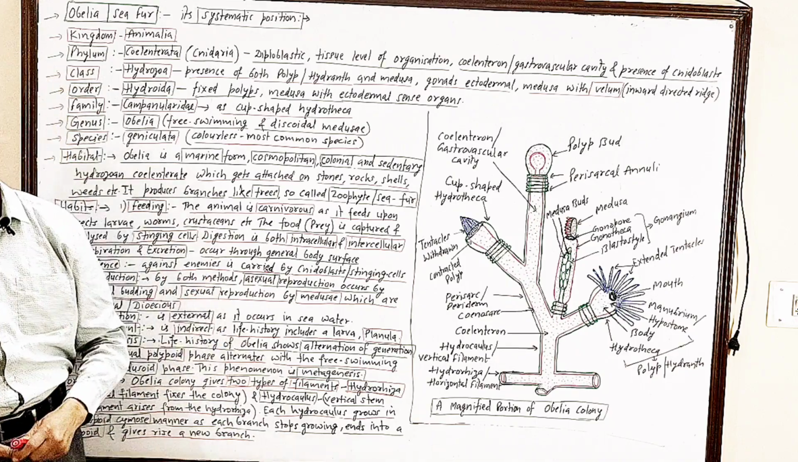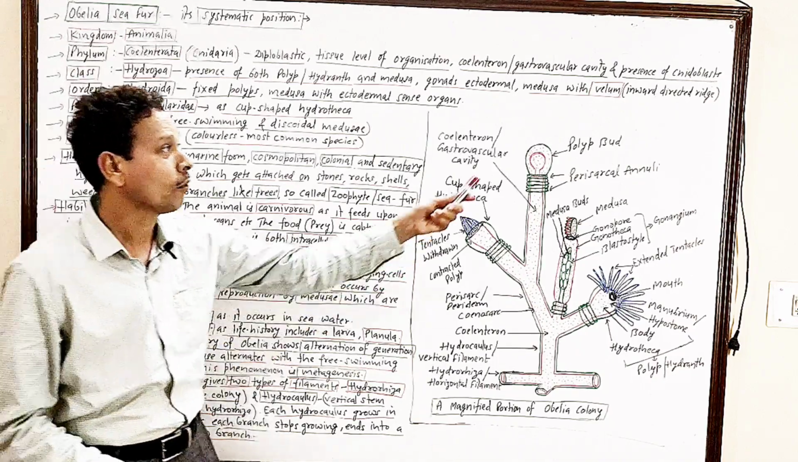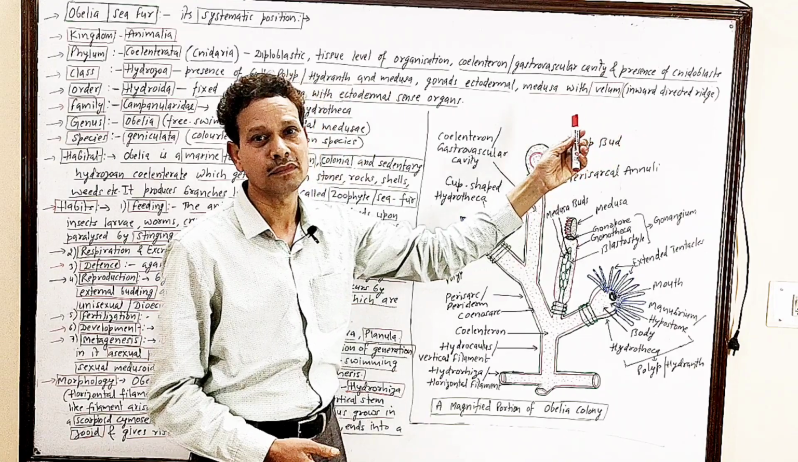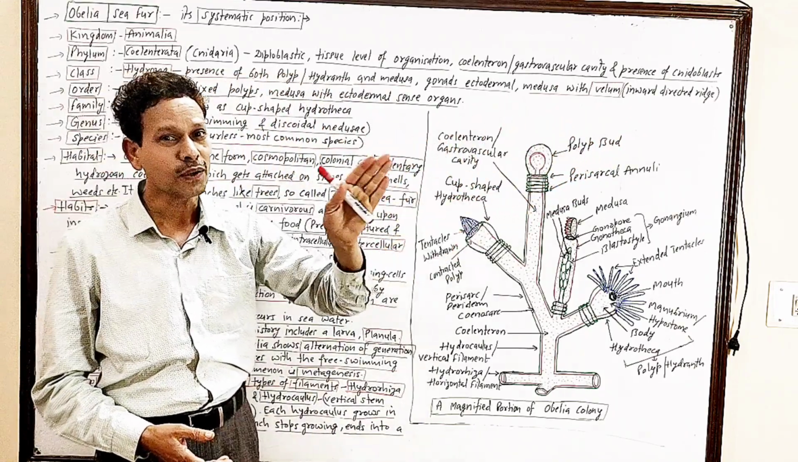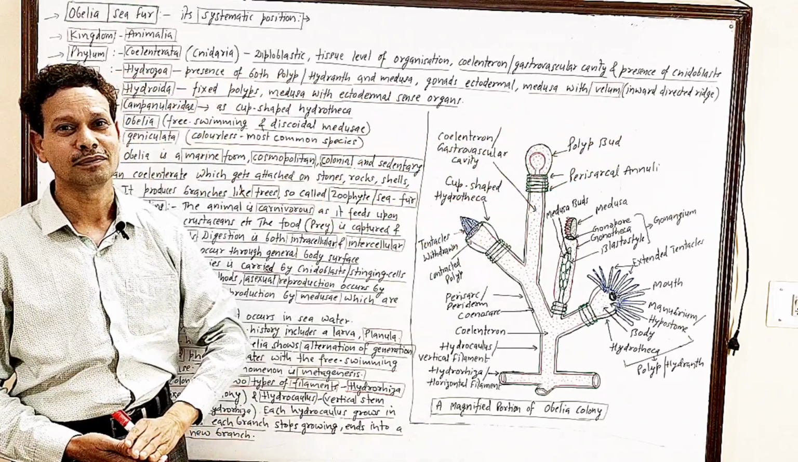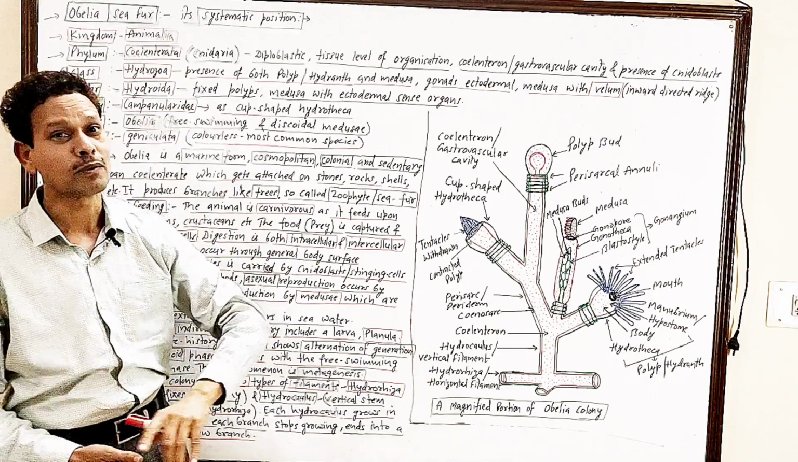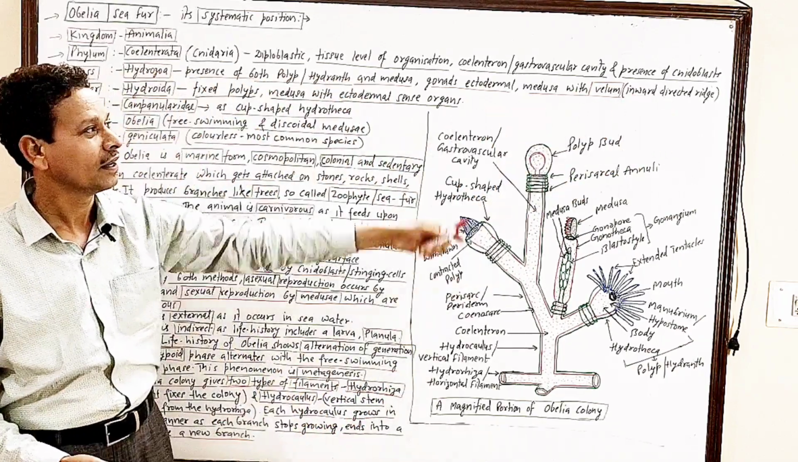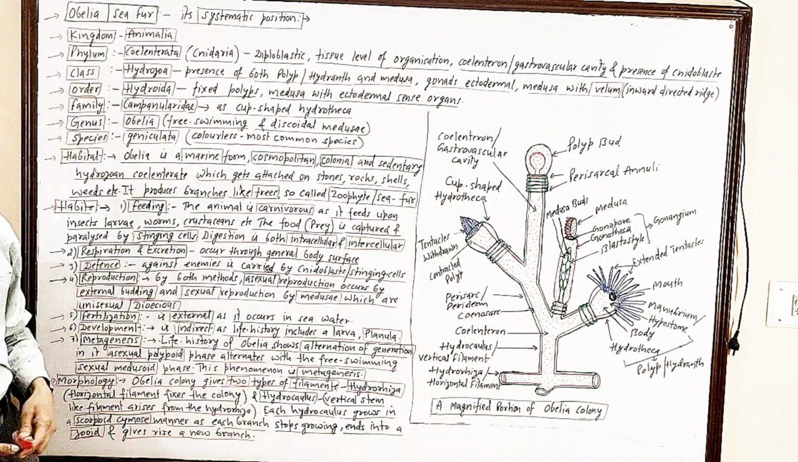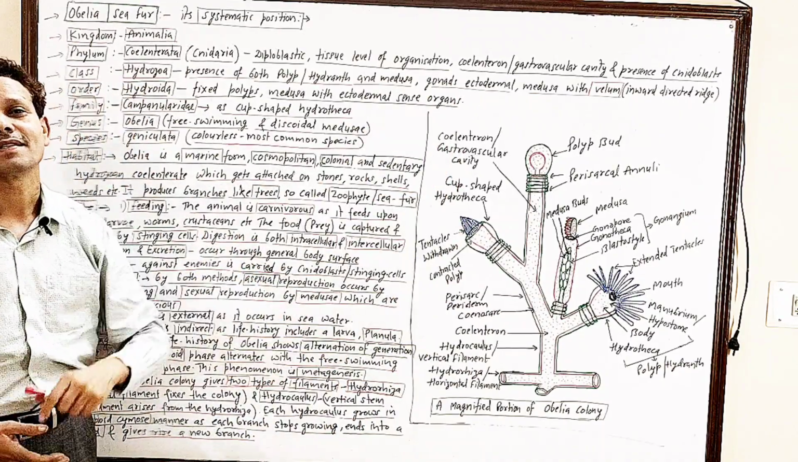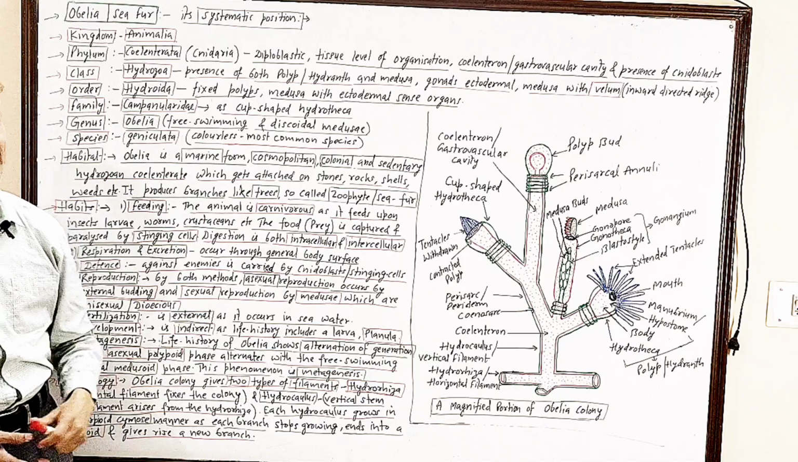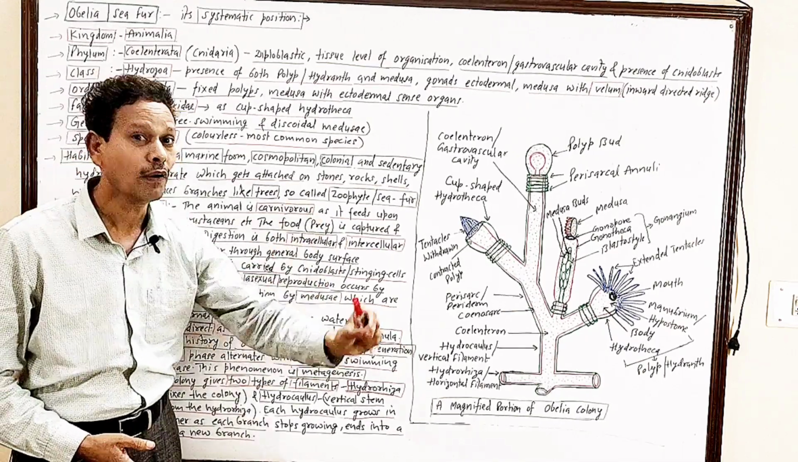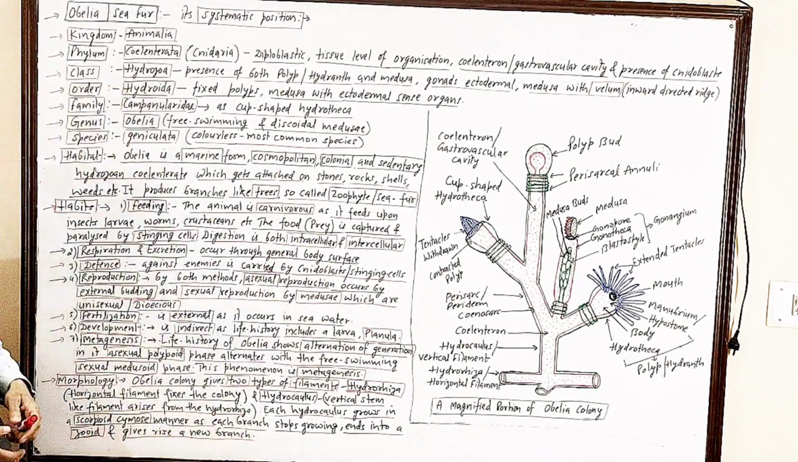Note down all, competition students. Very important point is velum. The margins of medusa show inward directed ridges named velum, and the larva of this Obelia is planula, which is free swimming larva.